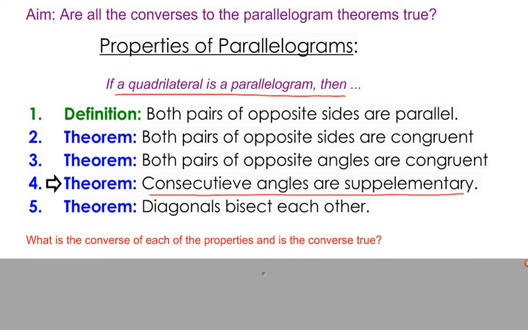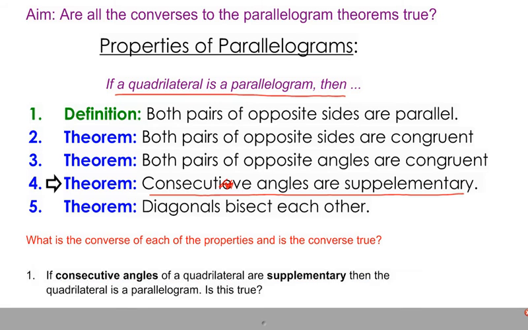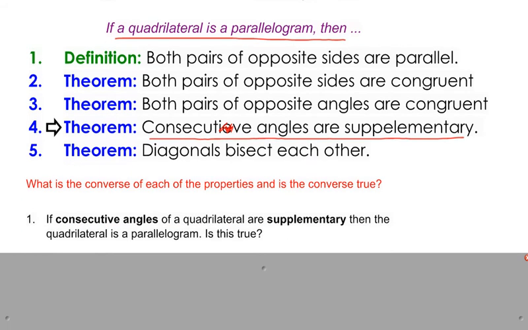The converse of that is going to be, and again I misspelled consecutive, shame on me: if consecutive angles of a quadrilateral are supplementary, then the quadrilateral is a parallelogram. If consecutive angles of a quadrilateral are supplementary, then that quadrilateral is a parallelogram.